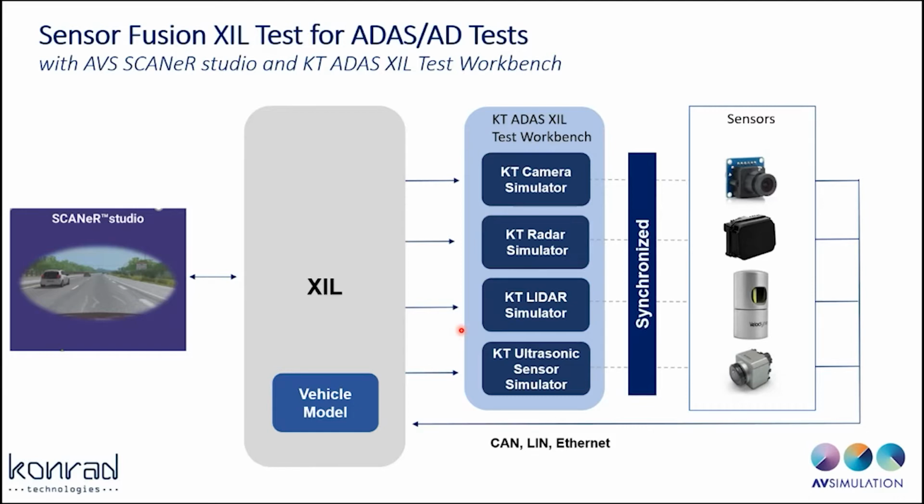So in a nutshell, this slide shows the high-level architecture of how you can bring sensors and the ADAS and autonomous driving software components into the overall test loop. And that's a concept that we call Sensor Fusion XiL Test, because you can apply this capability to any step of the XiL loop. You can apply this for model in the loop, software in the loop, hardware in the loop, driver in the loop, and vehicle in the loop stages of the testing.